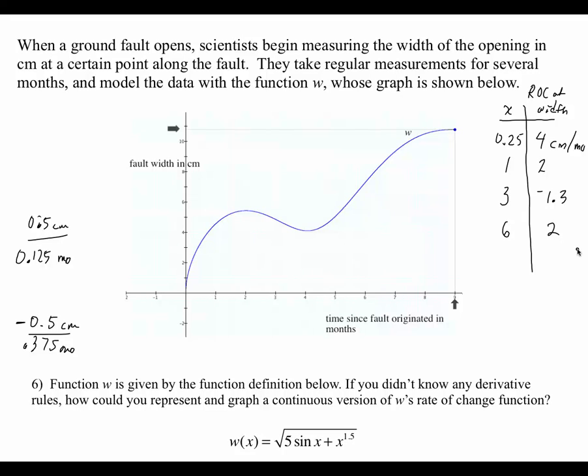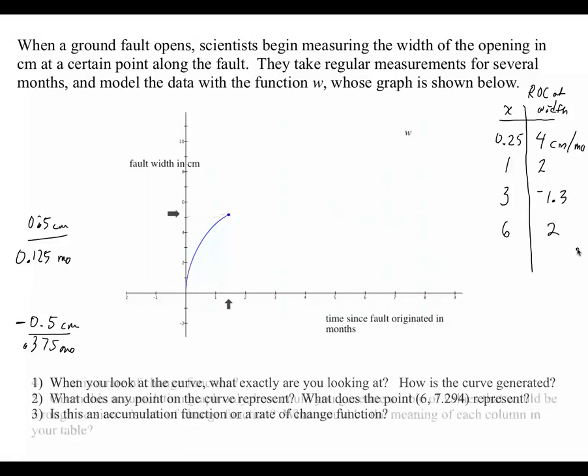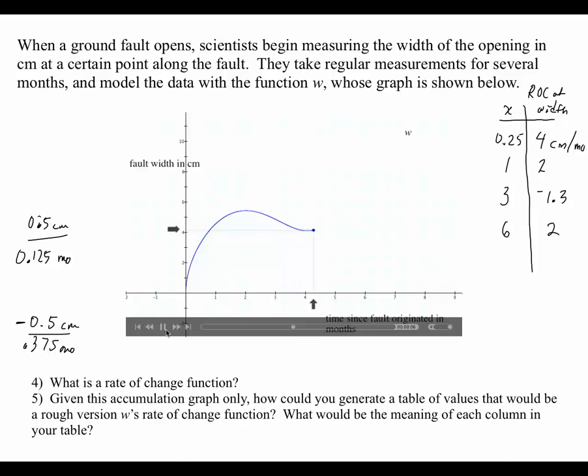Okay, so point by point, we're coming up with a function, right? Input and output. Change the input, you get a different output. Our outputs are rate of change. That's what a rate of change function is. So if we were to sketch this, let's sketch the rate of change function.